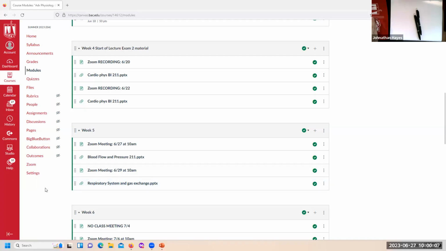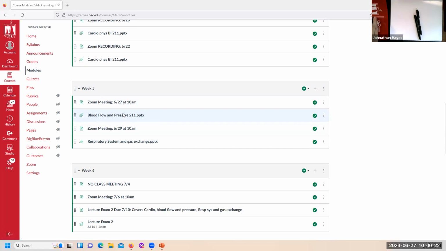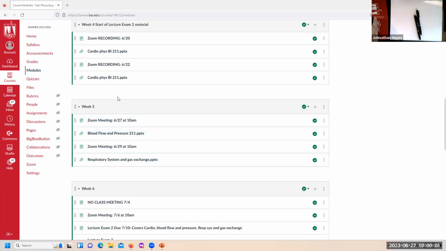Okay, so picking up where we left off, today we're going to be working on blood flow and pressure mainly. But real quick, before we get into the arteries, the veins, the capillaries again, and factors that affect flow and pressure, I did want to go back and finish up some of the material that I had left over from cardio phys.